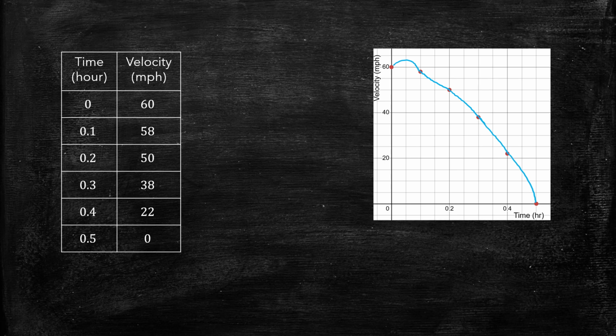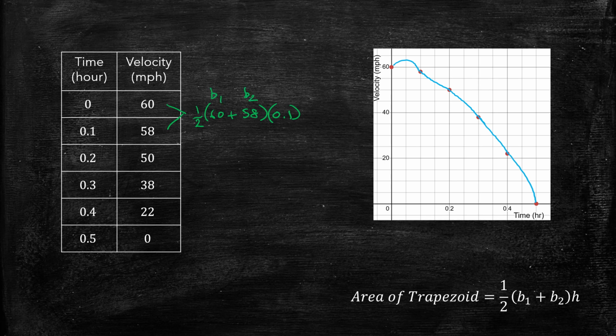So let's review the first calculation we did to approximate the distance we traveled over the first 6 minutes. Remember, we averaged 60 and 58 to get 59. I'm just going to write that out as half of 60 plus 58. Then we multiplied that by 0.1. Now, that's interesting because it may look familiar to you, but that is in fact the formula for the area of a trapezoid, where this is B1, B2, and this is H.